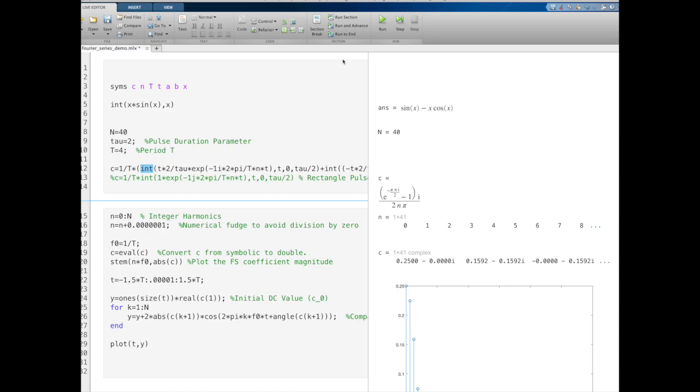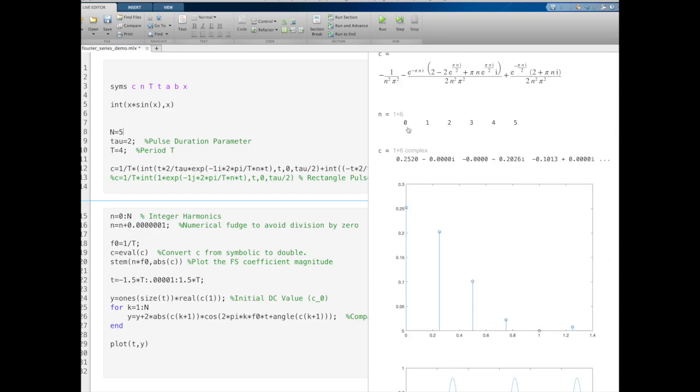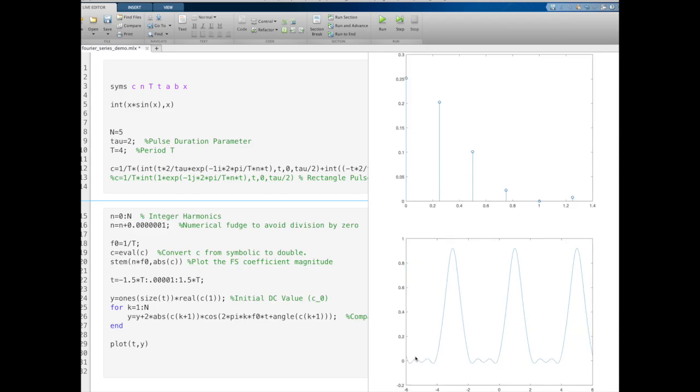All right, so I'm going to rerun this. Let's start with fewer terms. Let's start with just maybe 5 terms and see what happens. All right, so you see the Fourier series coefficients plotted. It's starting to look like triangle pulses, but the edges are lost, and you still have this ringing down in here. But there's only 5 terms.